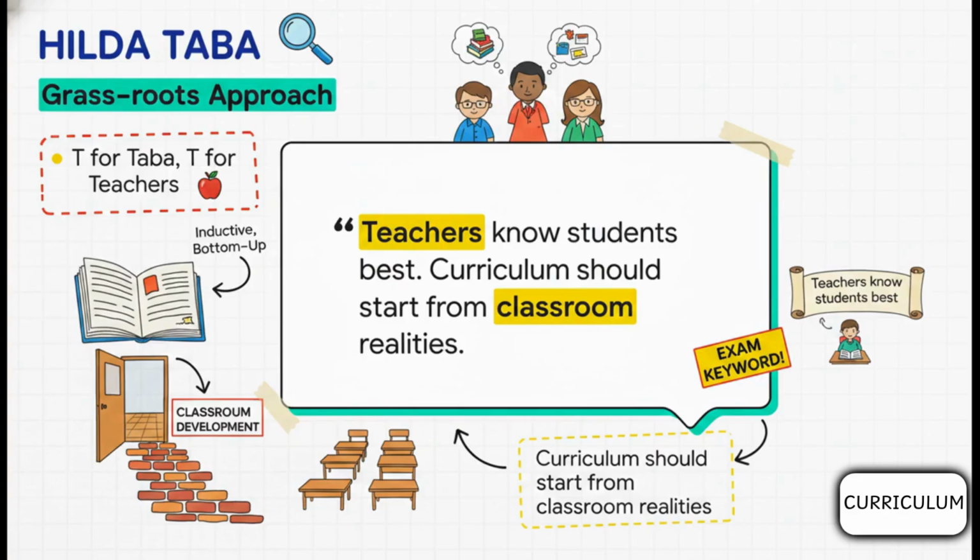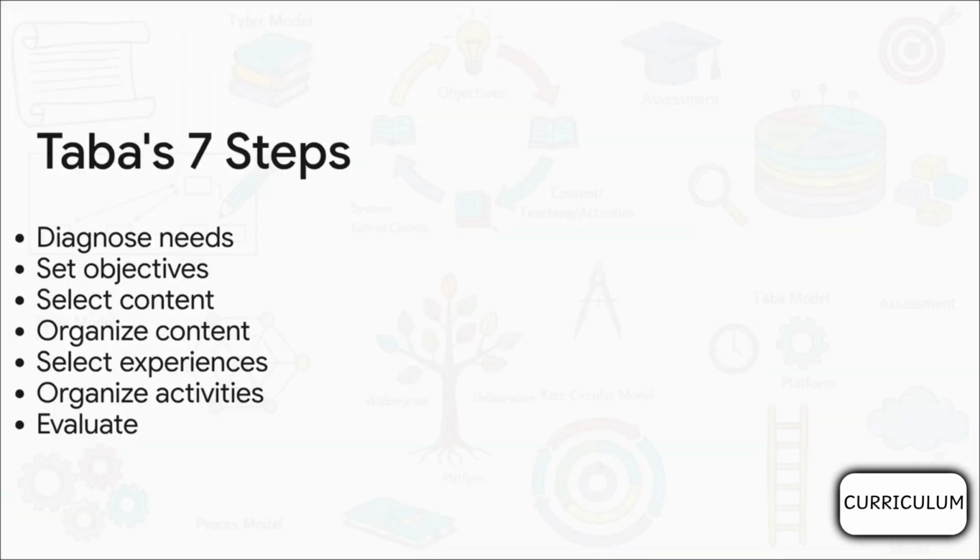Taba passionately believed that teachers, not administrators sitting in some distant office, know the students best. Because of that, she said curriculum development should be an inductive, bottom-up process that starts with the real, everyday realities of the classroom. Let's see how this builds into her famous 7-step process. Notice what step 1 is: diagnosis of needs. Unlike Tyler, who starts with these big, broad societal goals, Taba starts by having the teacher look at their specific students to diagnose what they need right in that moment.